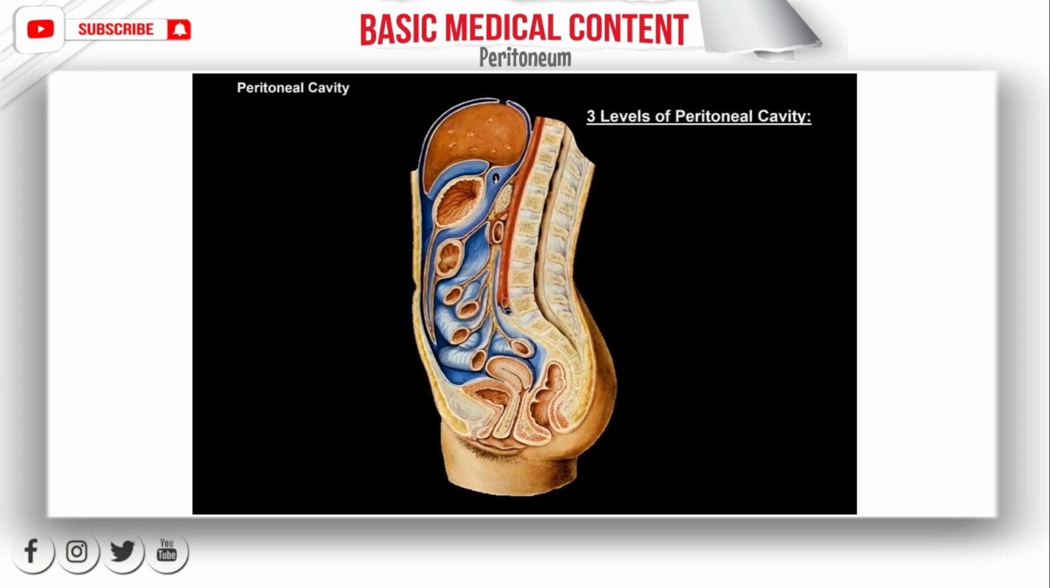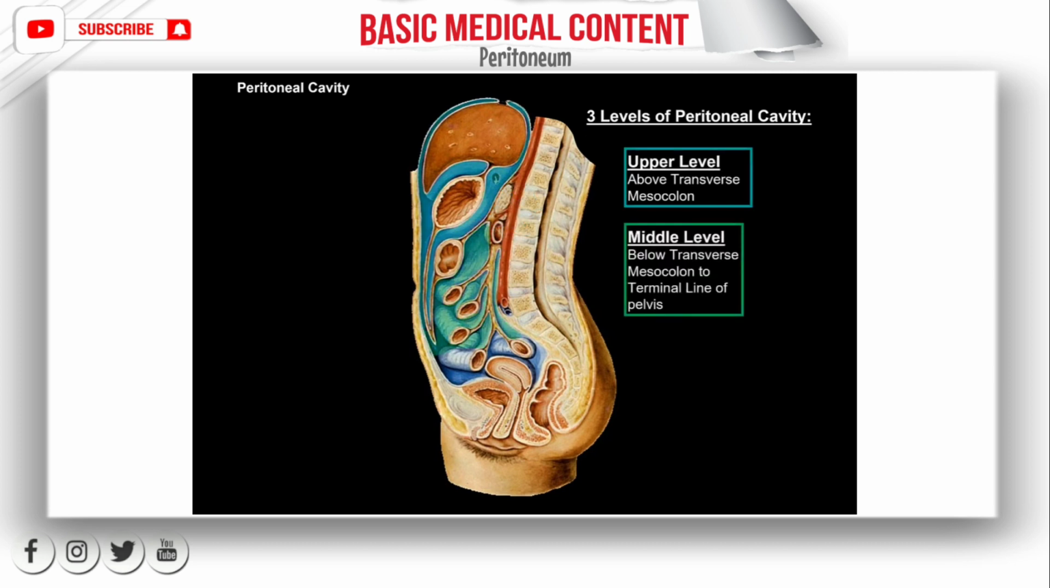So the peritoneal cavity has 3 levels. The first one is the upper level above the transverse mesocolon, as you see here. And then the middle layer lies below the transverse mesocolon, but above the terminal line of the pelvis. And then we got the lower level, which is under the terminal line, located within the lesser pelvis, as you see here in orange. Now, we're going to go through some landmarks we will find in the peritoneal cavity specific for each of these levels.